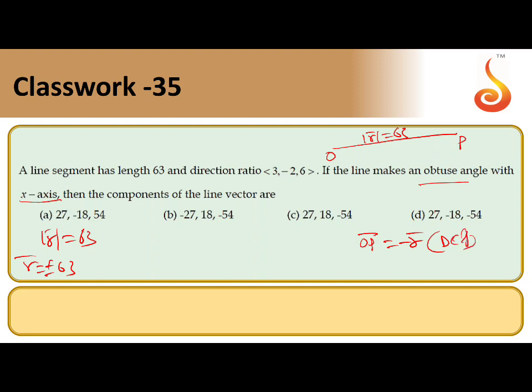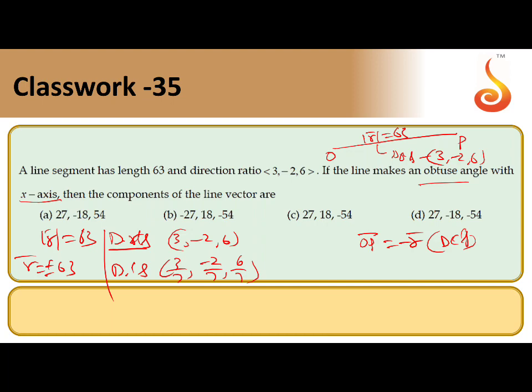the DCs of the vector. So that means you have to take the DCs of the given OP bar. The DRs are given as 3, minus 2, 6. So you can take DCs. What is the magnitude? 3 square 9 plus 4 plus 36, that is 7. So the DCs will be 3 by 7, minus 2 by 7, 6 by 7. So these are DCs.